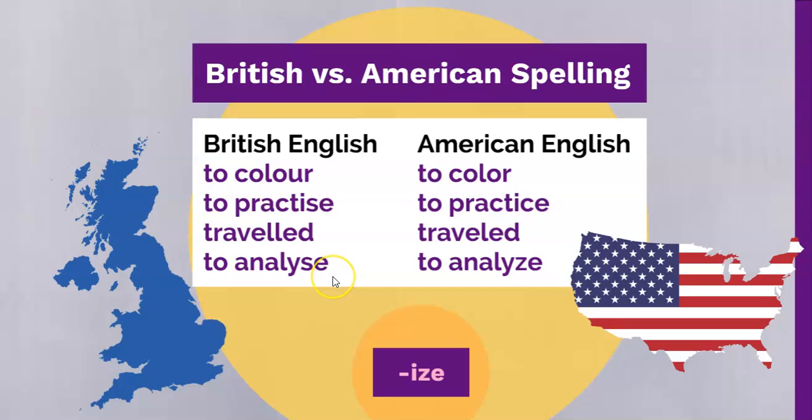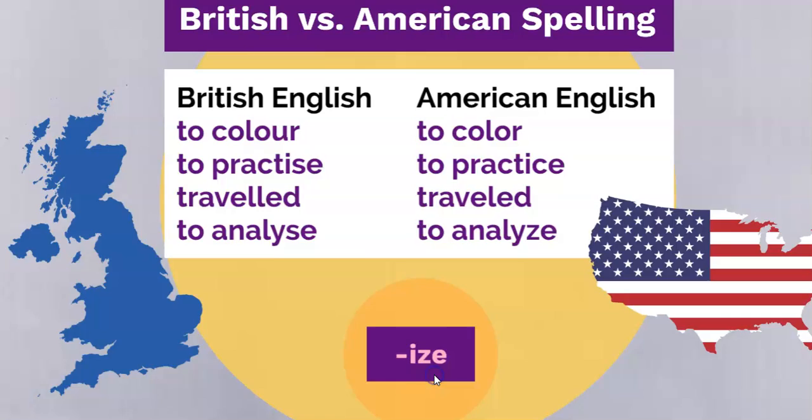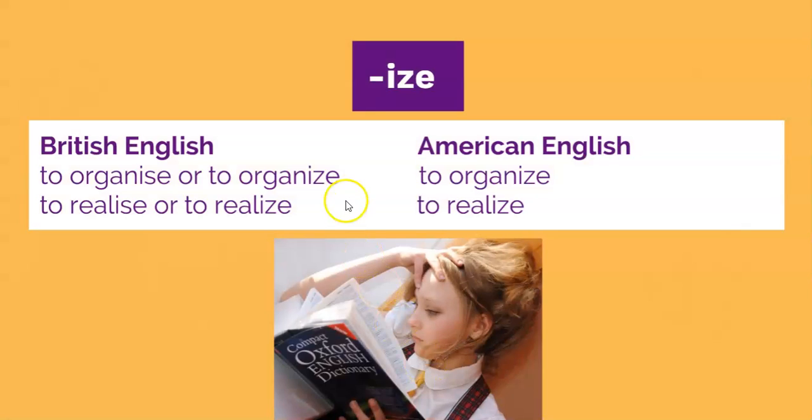Generally speaking, if a verb ends in YSE, it's British English spelling, while if it ends with YZE, it's American English. However, in British English we can choose between IZE and ISE with a couple of verbs. We can say organise with an S or organize with a Z, and realise with an S and realize with a Z, while in American English it's with a Z only.